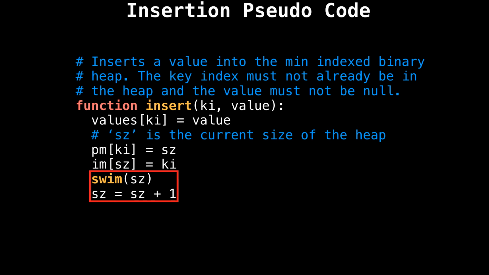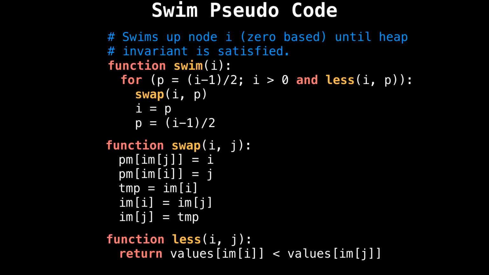Let's take a closer look at this swim method to see how that happens. Here we are looking at the swim method. You'll notice that it has two supporting functions, swap and less. Swap simply exchanges two nodes based on index, and less determines if node i has a value less than node j. The logic for the swim function is fairly simple. It begins by finding the index of the parent node and walking up the tree.